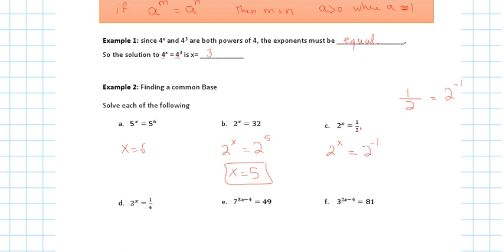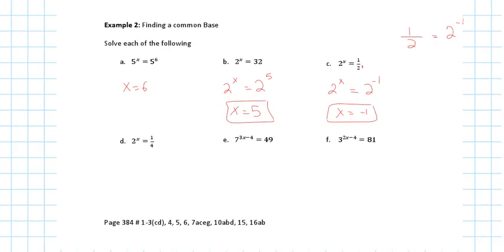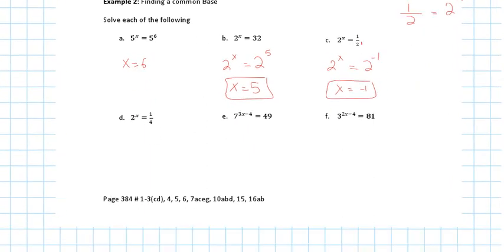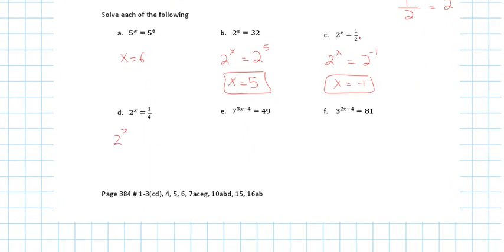Negative. Remember, you want the same base. That's your goal: same base on both sides. So what would my base have to be here? 2, because my base on the left side is 2. Okay? Now, in order for me to change this base, that's going to be 1 over 2 to the power of 2.